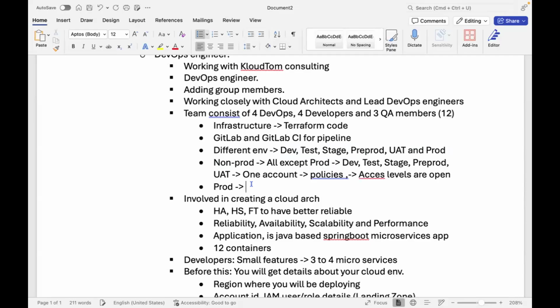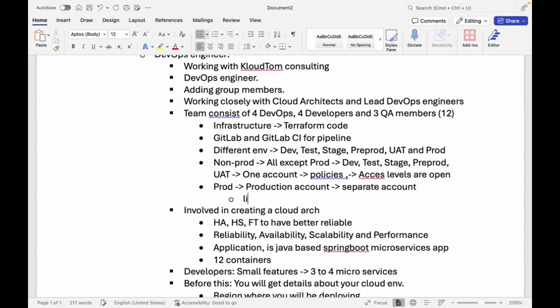There is a prod. That means it's a production account. It's a completely separate account and only limited people will have access.